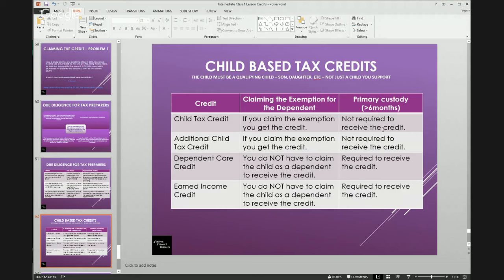You can give the exemption to the other parent and still claim the dependent care credit. As far as earned income credit goes, again, this is something that does not follow the exemption. It follows the custody. So whichever parent has custody of the child would be eligible to claim that child for earned income credit. And if you do not have the child on your tax return, you can still claim the earned income credit. And even in most of the tax software will now accommodate that.